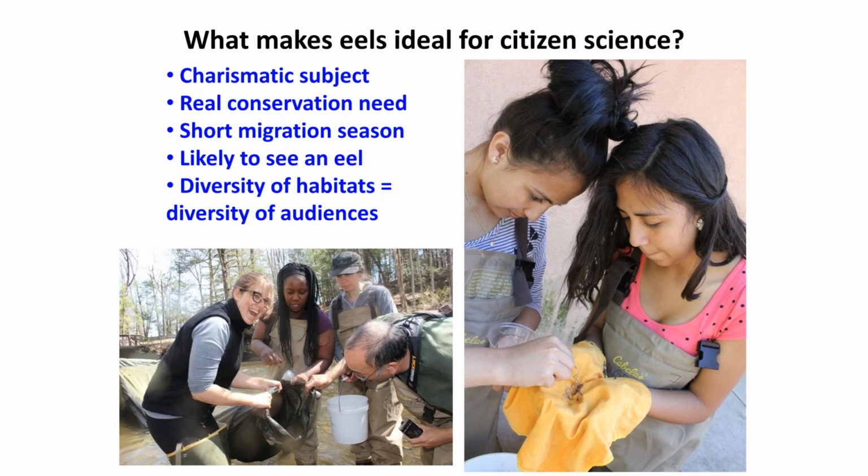And that stream can be anywhere. It can be an urban creek going through parking lots and housing developments. It can be a rural creek with beautiful farms and forests. Eels don't discriminate. They are ubiquitous and everywhere, which means anybody can participate in their own neighborhood. You're very likely to see eels when they're migrating, they're in those streams. Even if you don't know it, the stream near you, if you're on the East Coast, it's got eels, I guarantee it. Diversity of habitats equals diversity of audiences. All right, next slide.